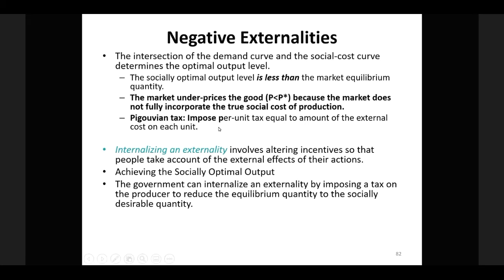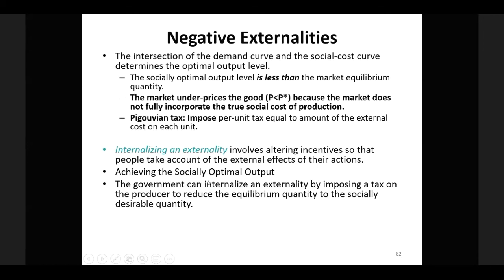So we can also correct this by imposing a per unit tax, which is just equivalent to the external cost on each unit of output. So when we want to internalize the externality, it means we want to factor the externality into the internal structures of the firm. So in this case, what will happen is that you can impose a per unit tax that is just equal to the magnitude of external effects, whether external cost or external benefit, in order to solve the externality problem.